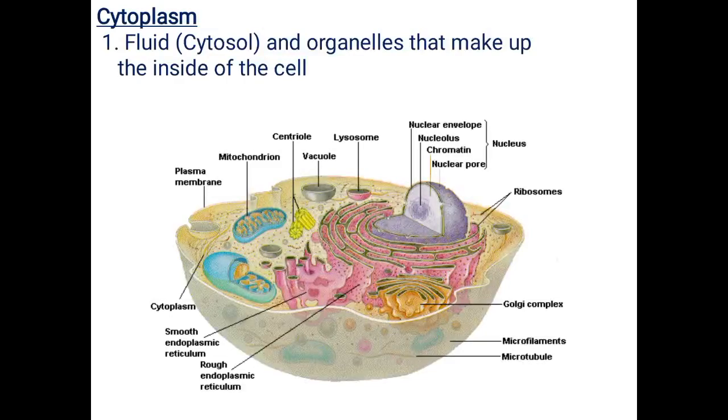Then the cytoplasm. Inside the plasma membrane, the granular contents you see are all cytoplasm. Within the cytoplasm, all the cell organelles are suspended. It's a transparent fluid, and it contains all the cell organelles embedded in it.